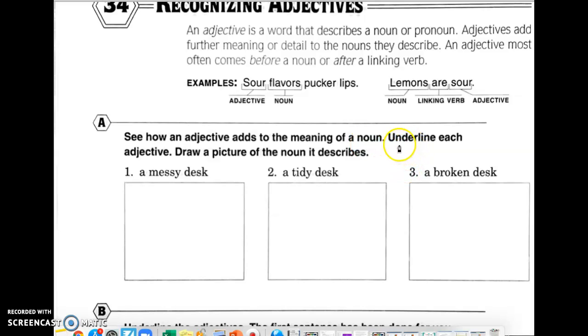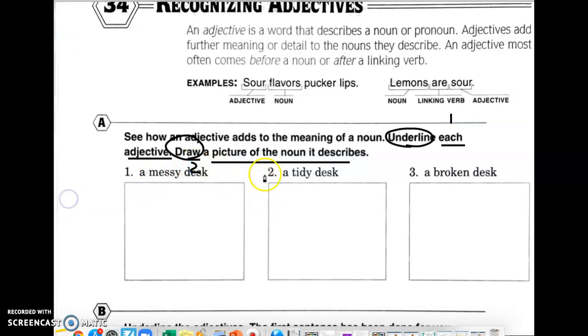So then moving on, our directions say to underline each adjective. I'm going to go ahead and annotate here. It's telling us to underline the adjective, each adjective. And then it's telling us to draw a picture of the noun that it describes. So first we need to underline, that's step 1, and then we need to draw, that's step 2.